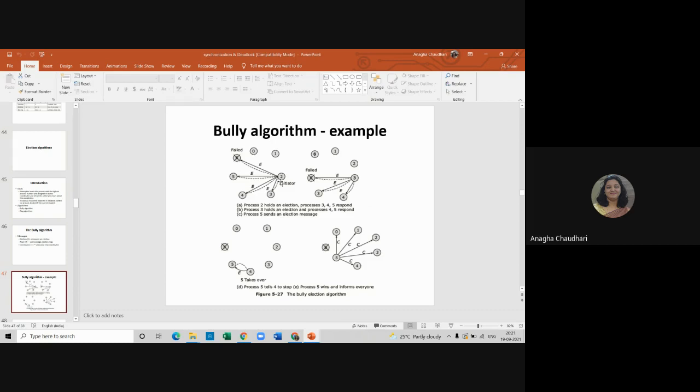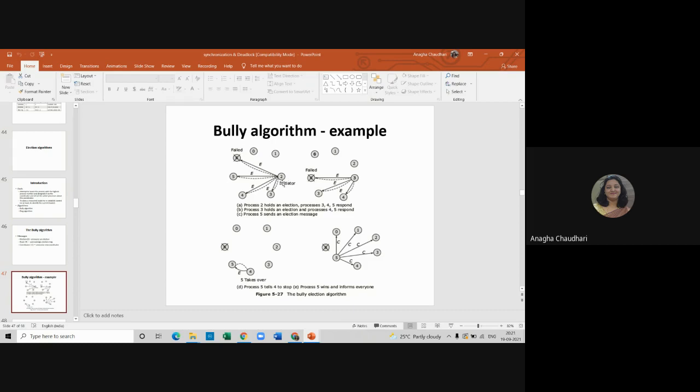As 2 is starting the election, 2 is going to send the election message, denoted by capital E, to other nodes. But which other nodes? The nodes which have a higher process number or ID than 2, not 0 and 1, because it knows 0 and 1 are lower. There is no point of sending an election message to them. They will not come into the picture.